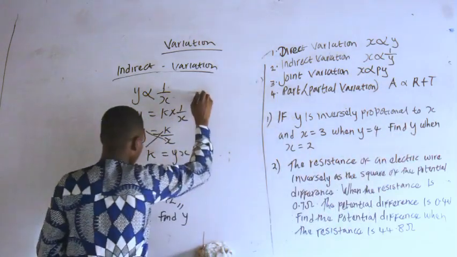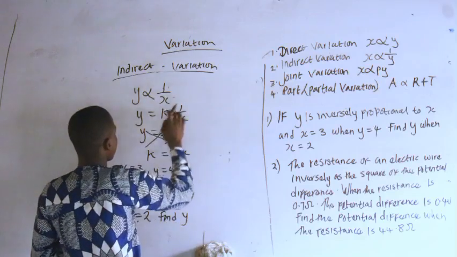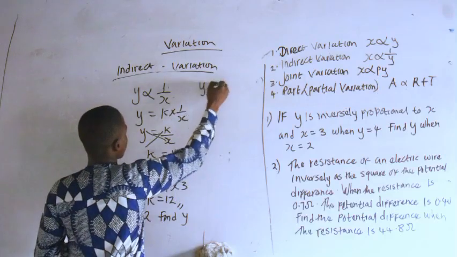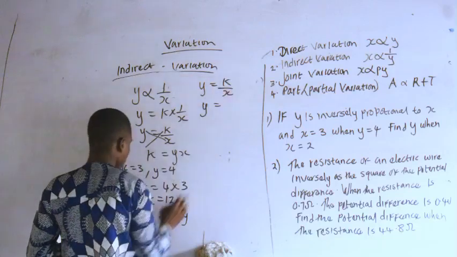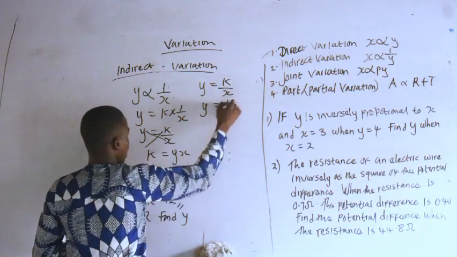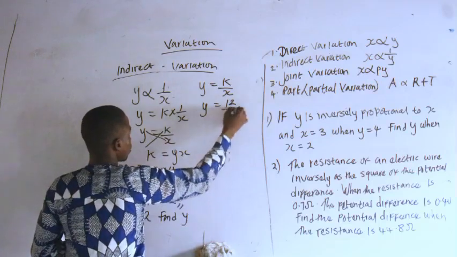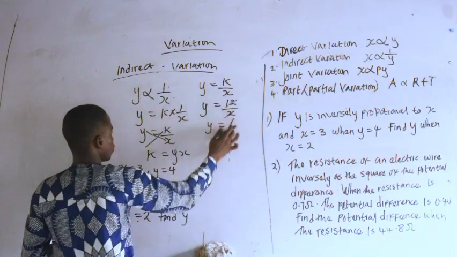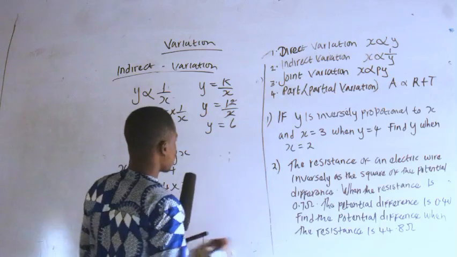To find it, we are finding the value of y now. I can use this one. It will now be y equal to k all over x. Y equal to, what is my k now? My k is 12. And the one they gave us is 2, so 12 all over 2. Y equal to what? 6. When you cut it, you get 6. Our y equal to 6. Let us look at the second one.